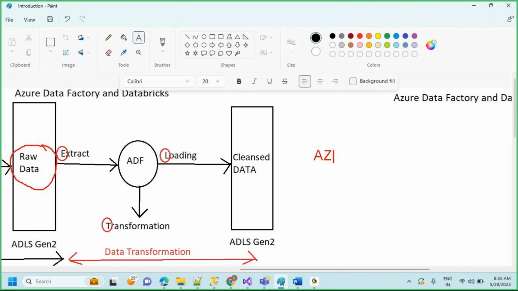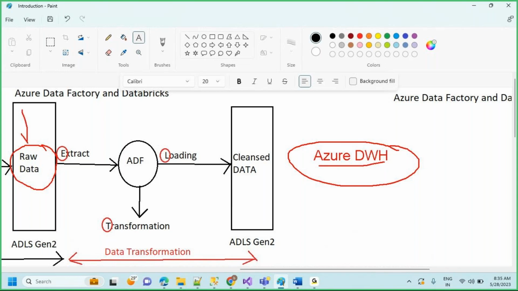Azure Data Warehouse, we also have it. But the license cost is more for Azure Data Warehouse. Okay, so at this point of time, in the starting stage, they're going to store into ADLS Gen 2. In the second stage also, they're going to store into Azure Data Lake Storage Gen 2.